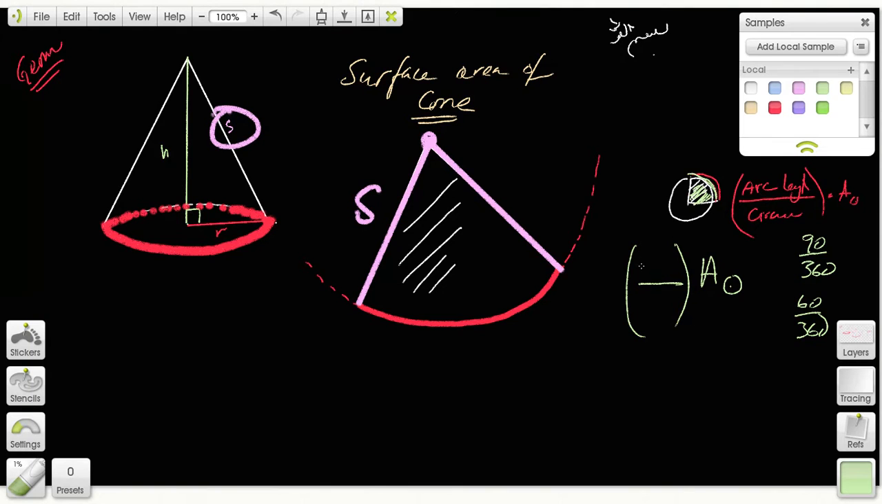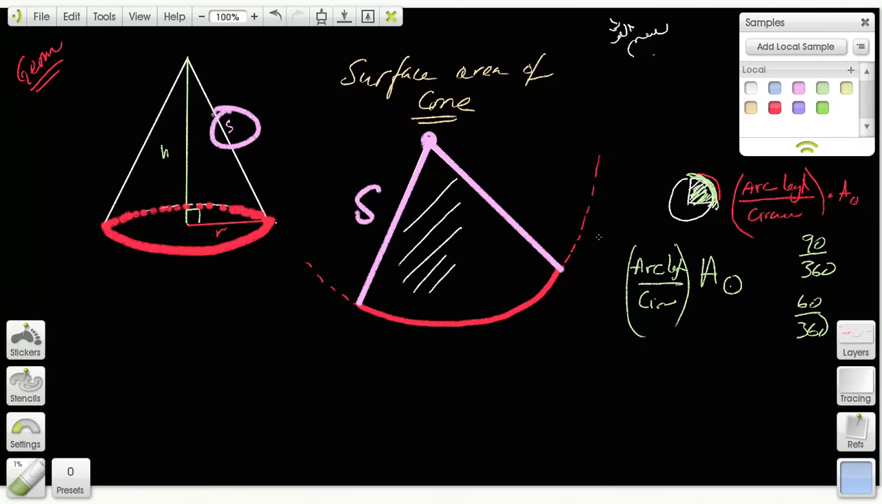In this case, it's going to be the baby arc length. It's going to be this arc length over the whole circumference. This is going to be 1/4 of the whole thing either way. So you take the arc length and you divide it by the circumference. That's the proportion of the area that you're going to have.